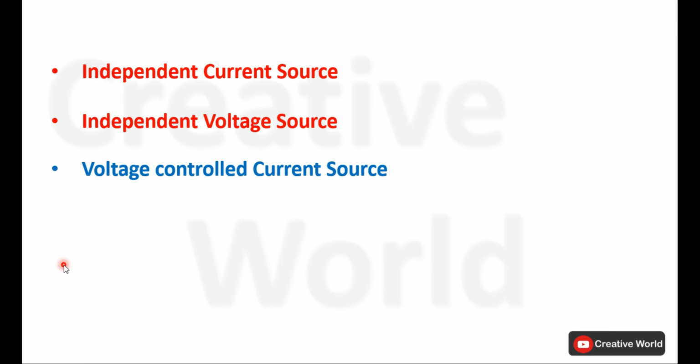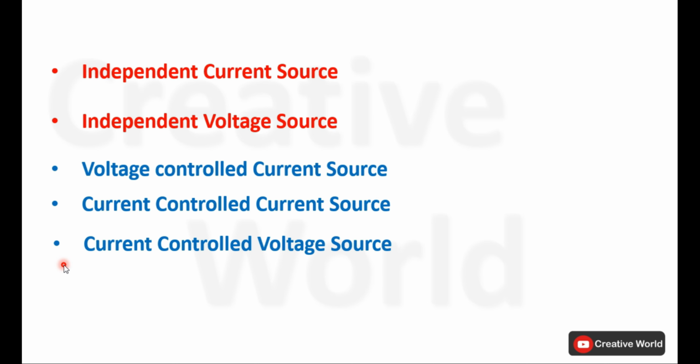Voltage controlled current source, whose output current is being controlled through a voltage which is present across any element in that circuit. Current controlled current source, whose output current is being controlled through a current value which is passing through any other element in that circuit. Current controlled voltage source, whose output voltage is being controlled through a current which is passing through any other element in that circuit.